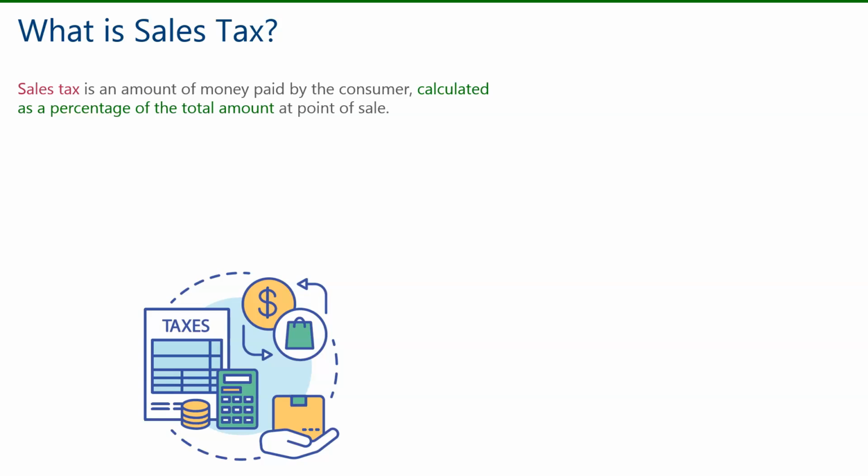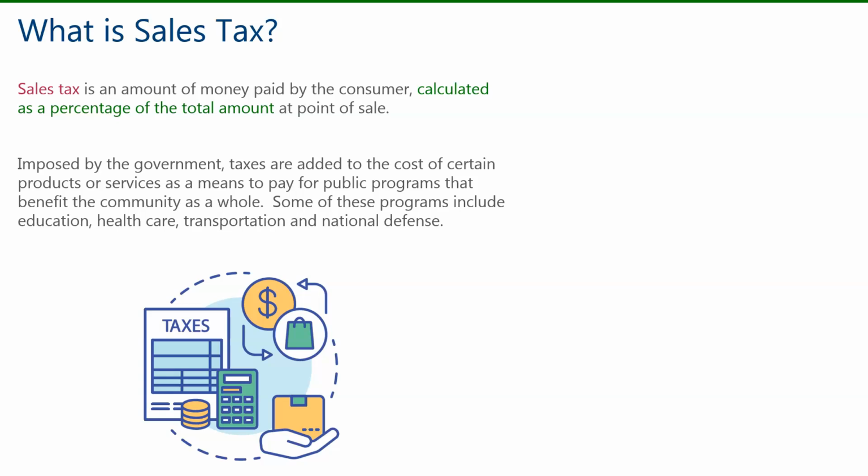Sales tax is an amount of money paid by the consumer and calculated as a percentage of the total amount at the point of sale. Imposed by the government, taxes are added to the cost of certain products or services as a means to pay for public programs that benefit the community as a whole. Some of these programs include education, healthcare, transportation, and national defense.